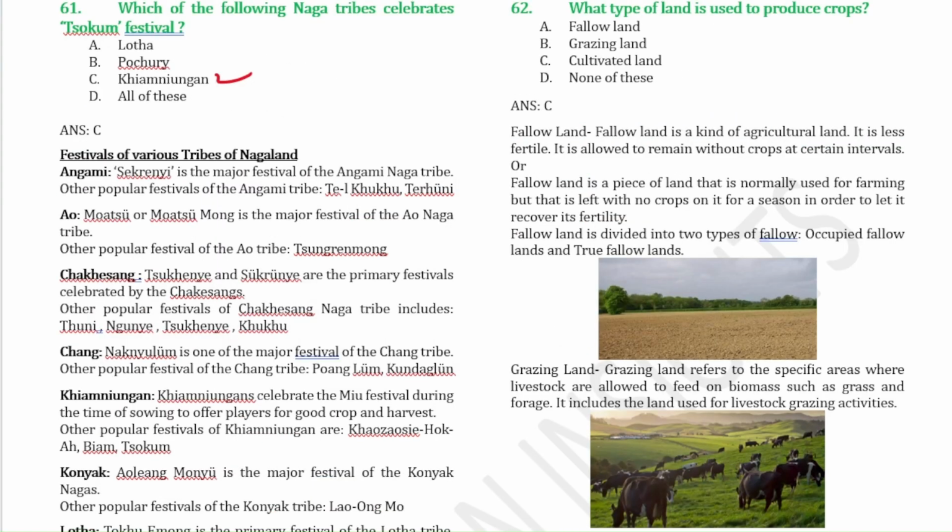Question number 62. What type of land is used to produce crops? So cultivated land is used to produce crops. Fallow land means it is a kind of agricultural land that is less fertile, and it is allowed to remain without crops at certain intervals. And then fallow land is divided into 2 types, that is occupied fallow and true fallow lands. And grazing land refers to the specific areas where livestock are allowed to feed. If you see this image here, this is a fallow land and this is a grazing land.